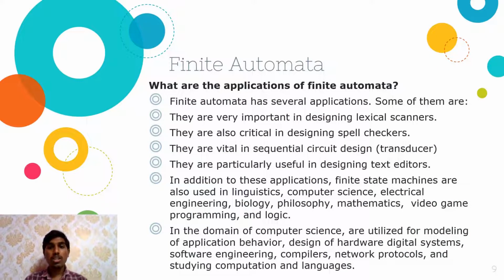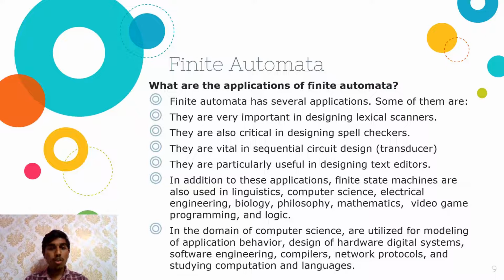So what are the applications of finite automata? Finite automata has several applications. Some of them are very important in designing lexical scanners. They are also critical in designing spell checkers. They are vital in sequential circuit design. They are particularly useful in designing text editors actually. In addition to these applications, finite state machines are also used in linguistics, computer science, electrical engineering, etc. And in the domain of computer science they are utilized for modeling of application behavior.